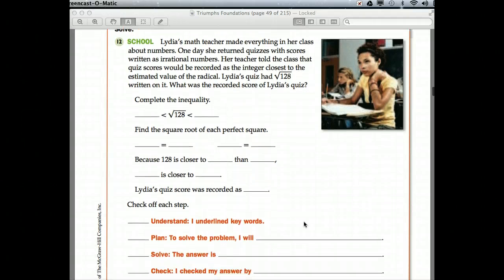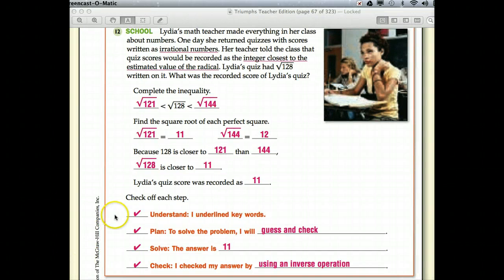All right, so pause the video and I want you to read through the problem. It says to underline the key words. If you don't have this printed out, just write down the few key words that are important, okay? So pause the video, work this out, and then come back in a moment. We'll discuss the problem. Okay, so compare your answers.